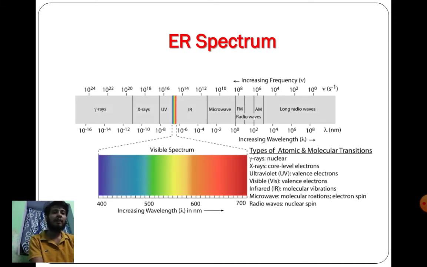In this figure, the electromagnetic spectrum is shown. We can clearly see that the visible spectrum starts at 400 nanometer wavelength and ends at 700 nanometers. There are many other types of radiation, that is gamma rays, ultraviolet rays, infrared rays, microwaves and radio waves.